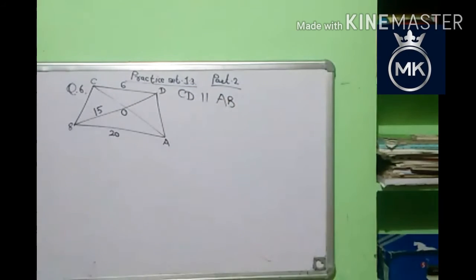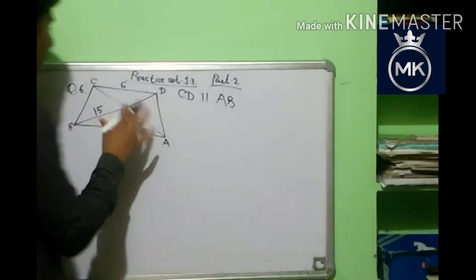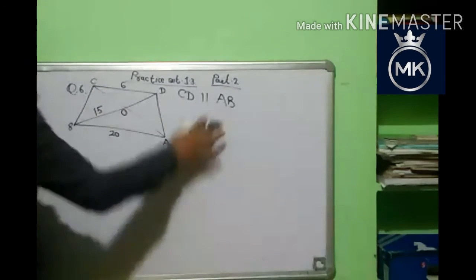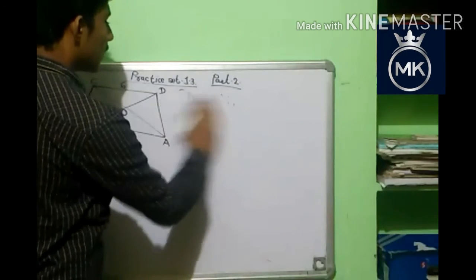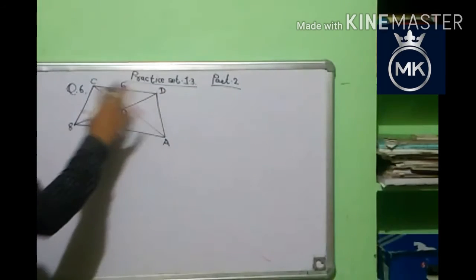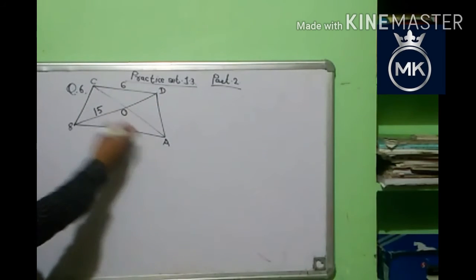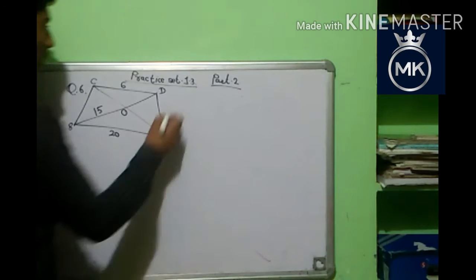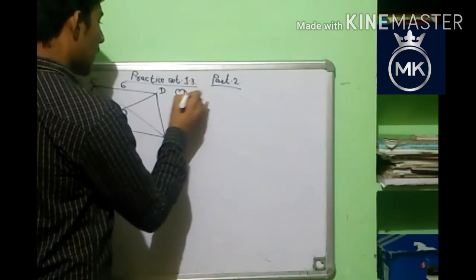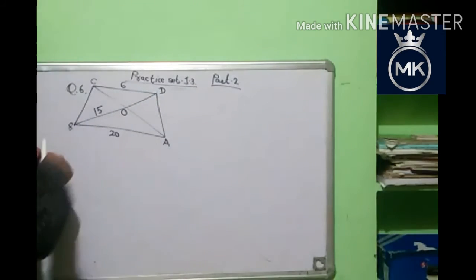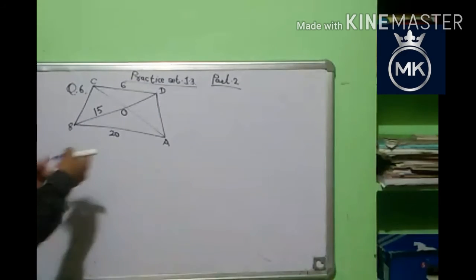In this question we are given that CD is parallel to AB. In the previous question, we also had a trapezium and two parallel lines. When there are two parallel lines, they have a transversal also. BD and AC are transversals. So the first step to find OD is that CD is parallel to AB.